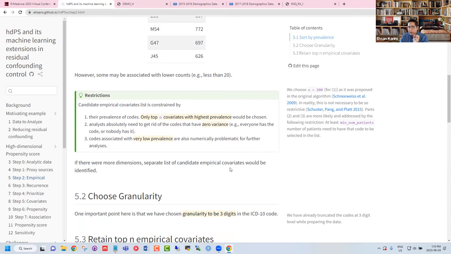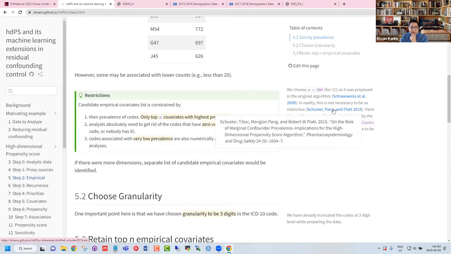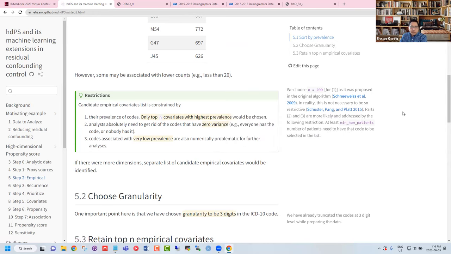One of the original ways that was proposed in the 2009 Schneeweiss paper was that they suggested that from each dimension, we just take the top 20 covariates that are associated with high prevalence, right? But there were some additional papers. Say, for example, this particular paper then showed that obviously you can do that to bring your numerical stability.